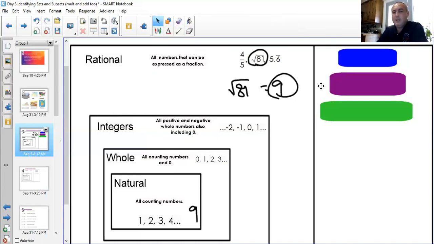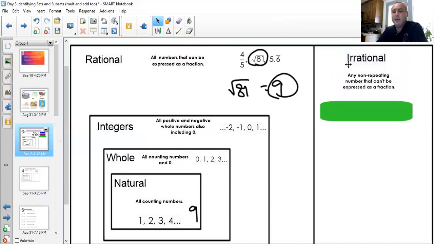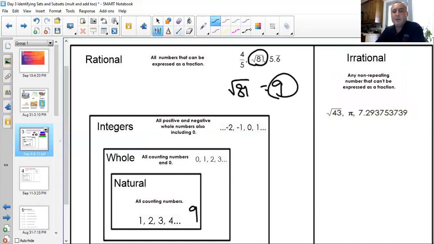We've got over here your irrational numbers. Hopefully you can see that. Get my big head out of the way. Irrational numbers are going to be any non-repeating number that can't be expressed as a fraction. So, like I said, you're going to have your non-perfect square roots. If you plug this into Desmos, you're going to get something along the lines of 6 point something with a bunch of numbers after here. I don't know what they are off the top of my head, but they're there.